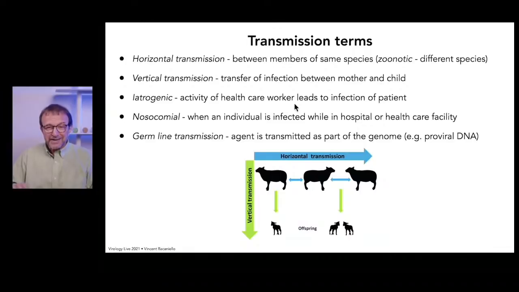Iatrogenic is when the activity of a healthcare worker leads to an infection. And nosocomial is when said infection occurs when you are in the hospital or a healthcare facility. And finally, we have germline transmission, which we know about. The agent's transmitted as part of the genome, and proviral DNA should ring a bell there for you. So here's a nice picture, and I used sheep here to try and involve more of the mammals than humans. So we have horizontal transmission from sheep to sheep, and then mother to child is our vertical transmission.